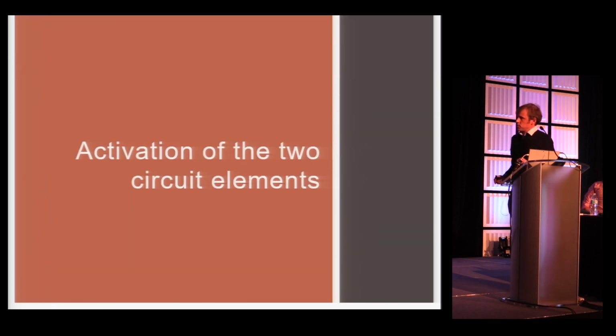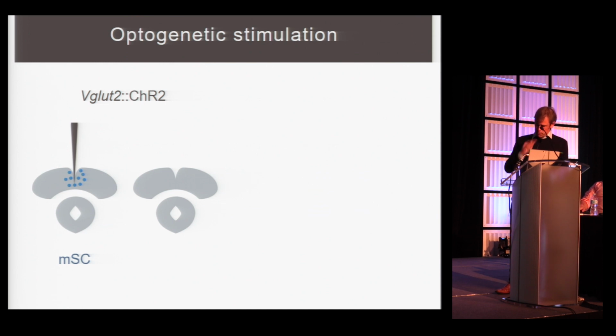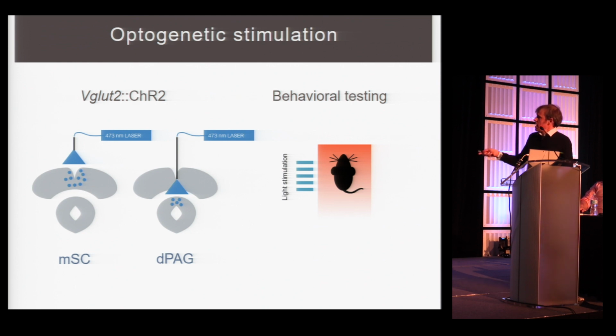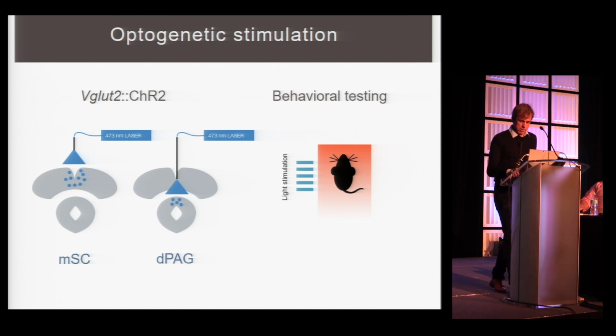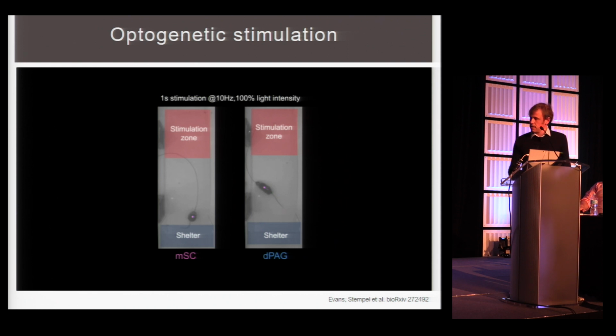So we tested these two predictions using optogenetic stimulation, with a similar experimental design to the inhibition experiments, but this time with channelrhodopsin. The experiment is then activating cells in the colliculus or dorsal periaqueductal gray with brief light pulses at some frequency. And this is an example of expression of the opsin in the colliculus or the dorsal periaqueductal gray, and an example movie of the activation of the two.